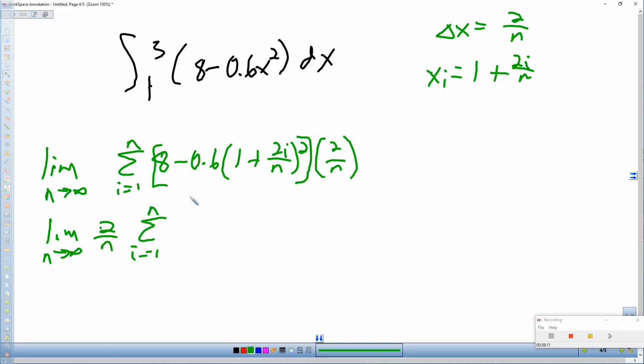8 minus 0.6 times, let's see, 1 plus 2i over n times 1, so plus 4i over n plus 4i squared over n squared. FOIL: 2i over n times 1, 1 times 2i over n gives us 2i over n plus 2i over n, which is 4i over n, and then squared.